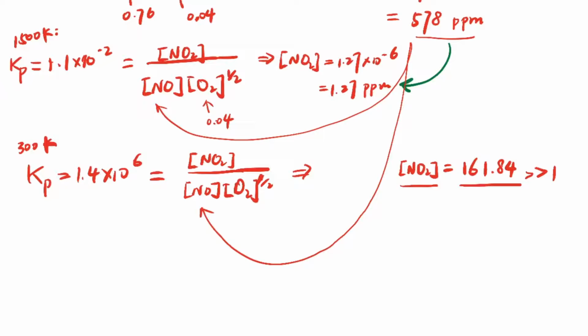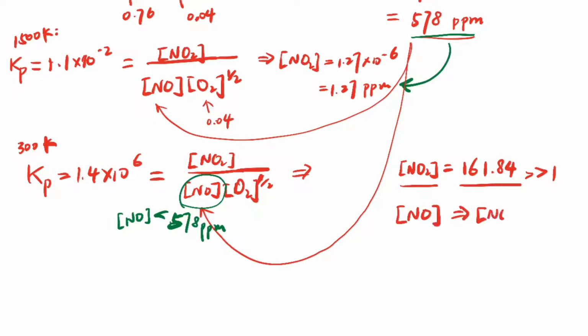So what this means is that under this condition, nitrogen monoxide concentration is going to be much lower than 578 ppm. Okay, so it has to be lower than 578 ppm. Okay, and what this also means is that all of the nitrogen monoxide is going to get converted into nitrogen dioxide. So that's why under low temperature, the nitrogen dioxide is a much more stable form.